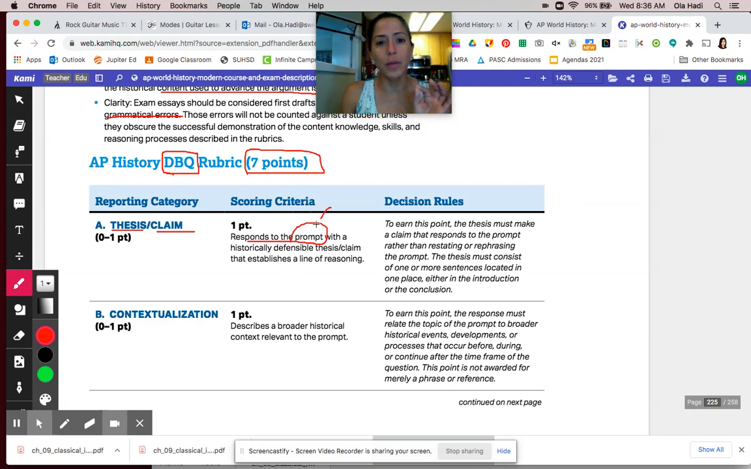If I could give one piece of advice to all students that would help them in essay writing, it's to answer the question. Answer the question. So make sure you know what the question is. Don't just restate the prompt or rephrase it. That's what this is saying.